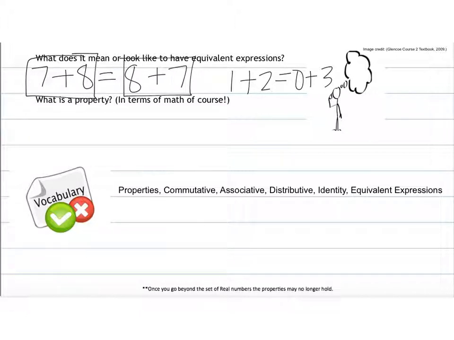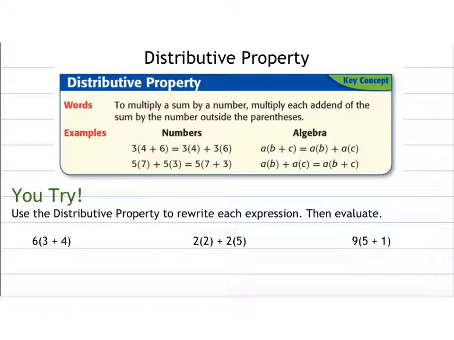A property in terms of math, I know there are other definitions of properties, but a math property is basically a rule or a statement that says if this is happening on one side of an equation, then it needs to be like this on the other side of an equation. We're going to learn a bunch of properties in this video. These are some of the properties we are going to learn, and you can write the definitions down as we go through them in the video.